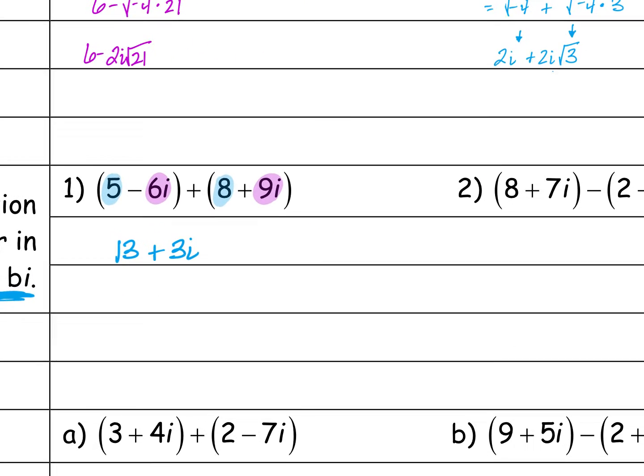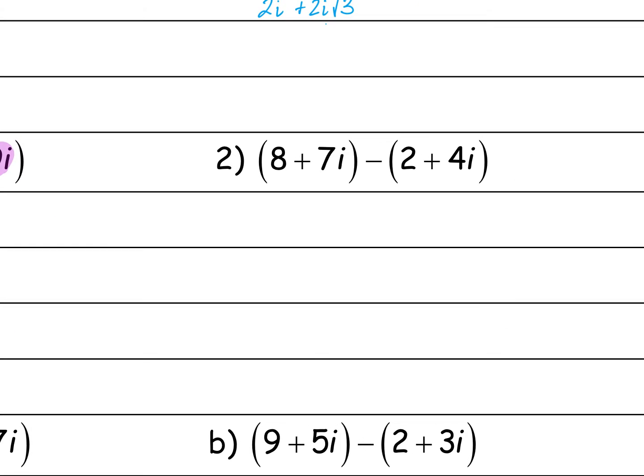Okay. So number 2, we have a subtract sign. Same thing, I'm going to find my like terms, right? 8 and 2 and 7i and 4i. So I've got 8 minus 2 is 6. And 7i minus 4i is 3i. So 6 minus 3i. 6 plus 3i. Wait, what? Because it's 7 minus 4, equals a positive. Oh. Thank you, Aya.